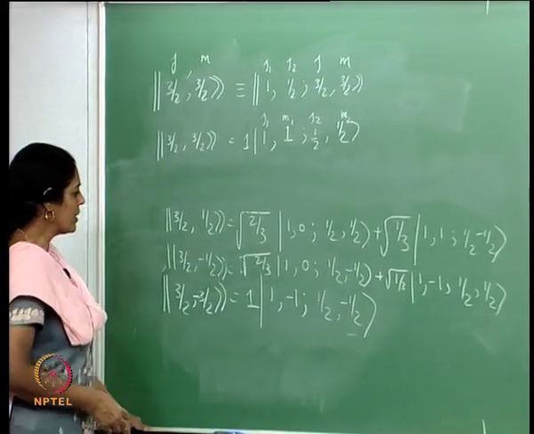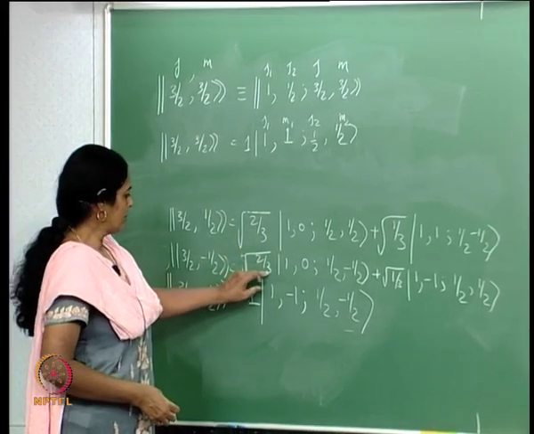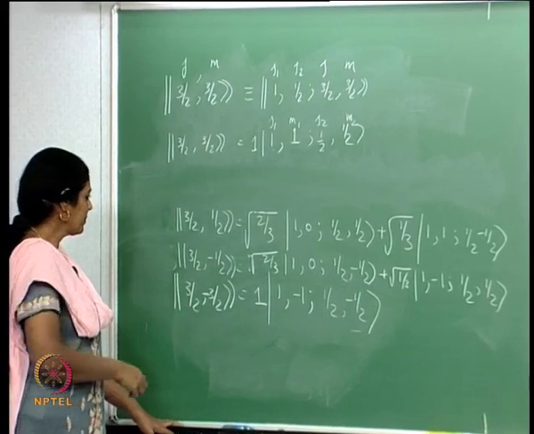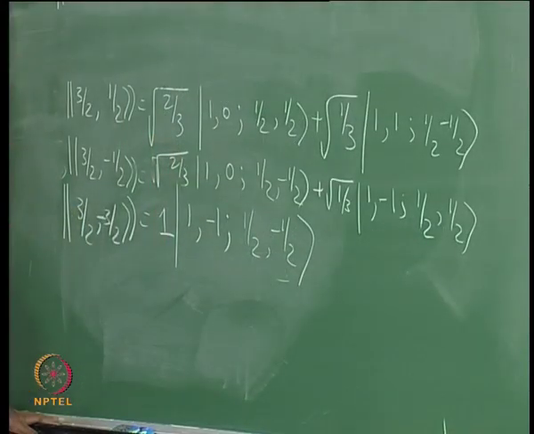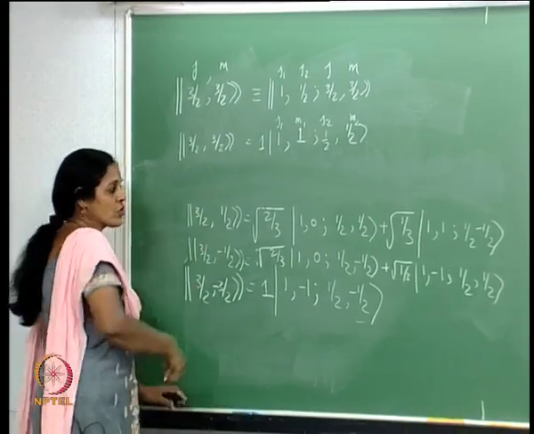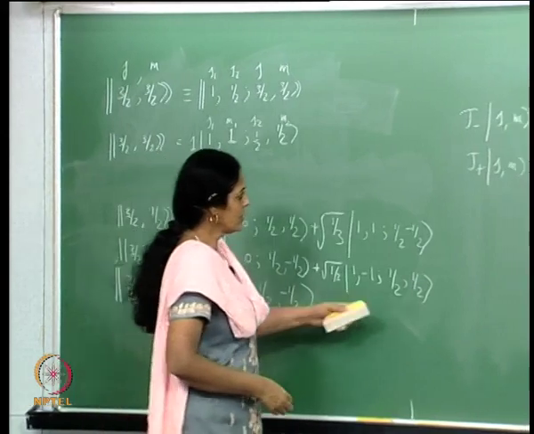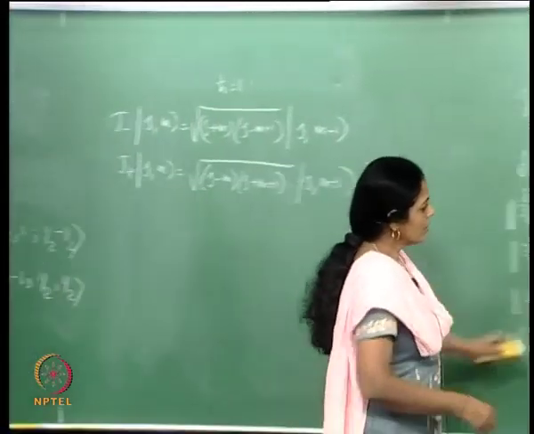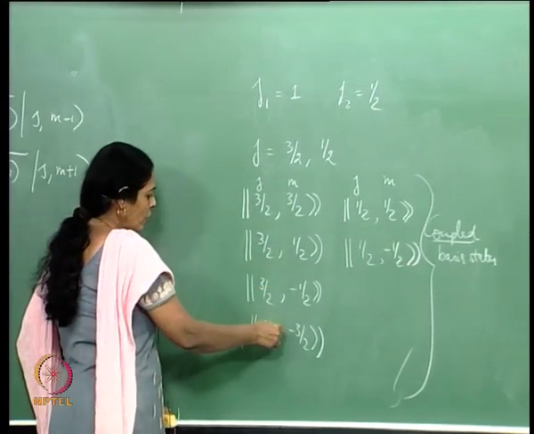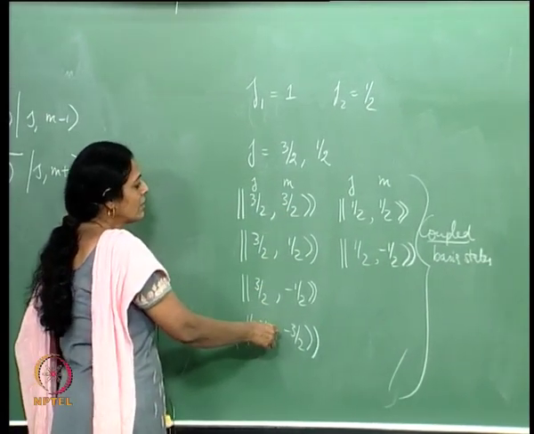Once more, it is clear that things add up. Root 2/3 squared plus root 1/3 squared is 1. So I have the various states here. These are the stretched cases, and then I got these by using J minus and J plus. So I have already written these 4 states in terms of the uncoupled basis.